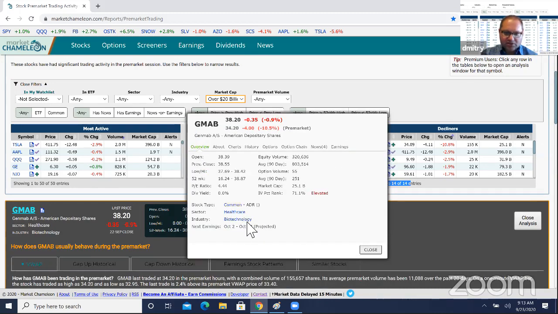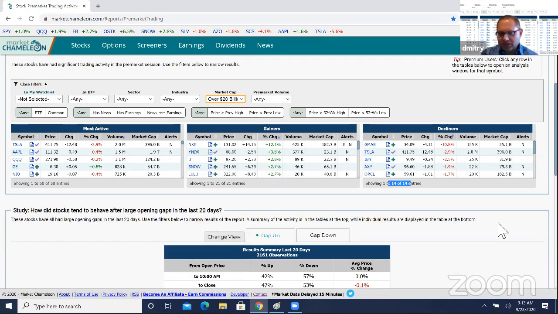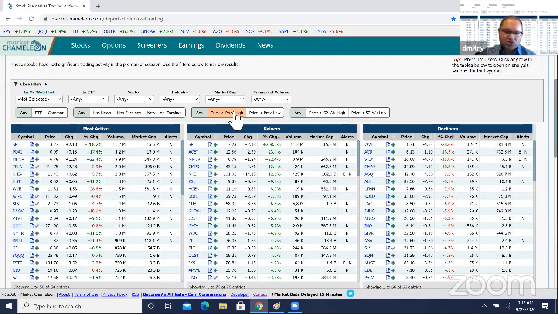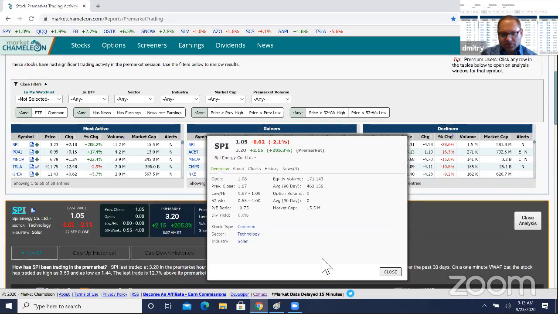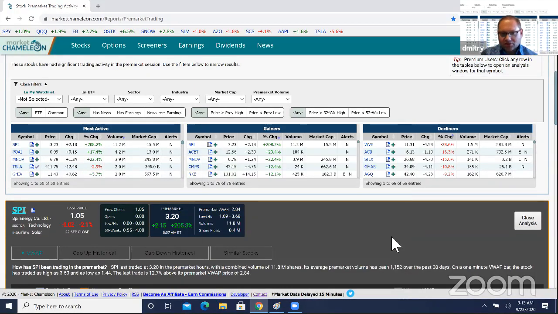Down 10%. That's a biotech stock. So that's from the high market cap stocks. Let me just take a look really quickly at the unfiltered ones. So I see a small market cap stock up 200%, SPI. Let me just take a look at what this one does. Solar technology. So that's up 200%.